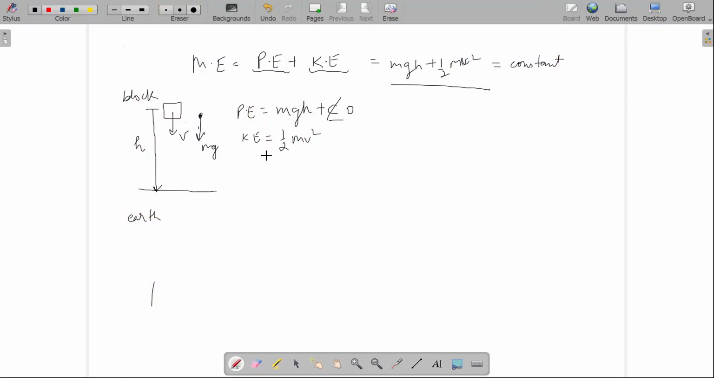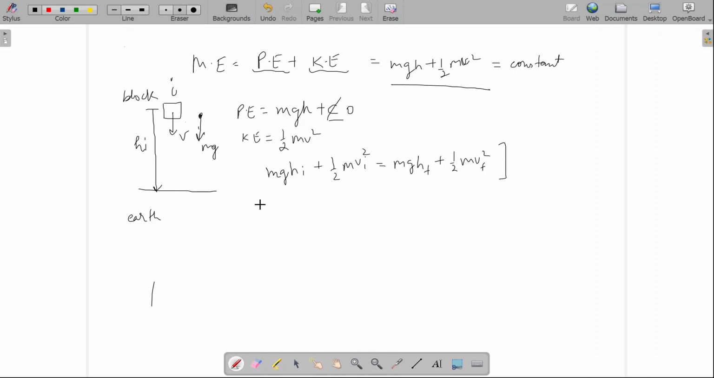So let us continue with our example. By this we mean that in the initial state, let's say the block is at some height hi over the surface of Earth. So the law states that mgh at initial height hi plus the kinetic energy of the block at that height would be equal to mgh at some height hf over the surface of Earth plus half mvf square. This is the most common usage of this law.